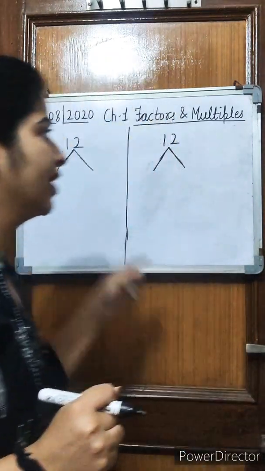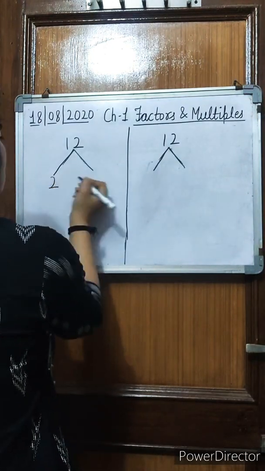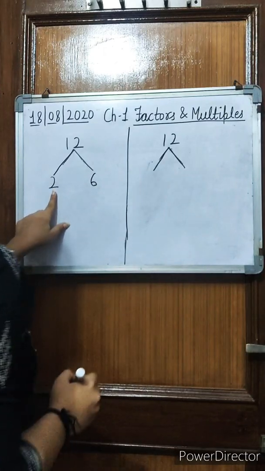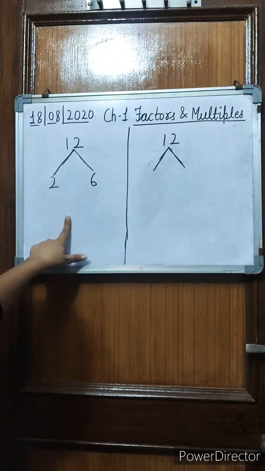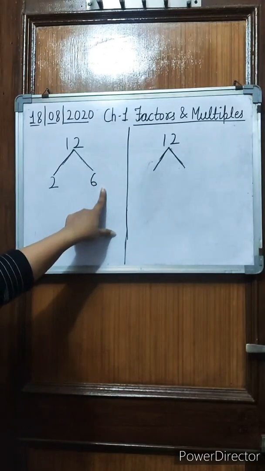Let's see how. We can write 12 as 2 6s are 12. So we will make two branches. 2 6s are 12. Now here we can see 2 is a prime number, so we cannot split it further. We cannot make more branches here. We will make branches here. Why? Because 6 is a composite number and we can break it further.